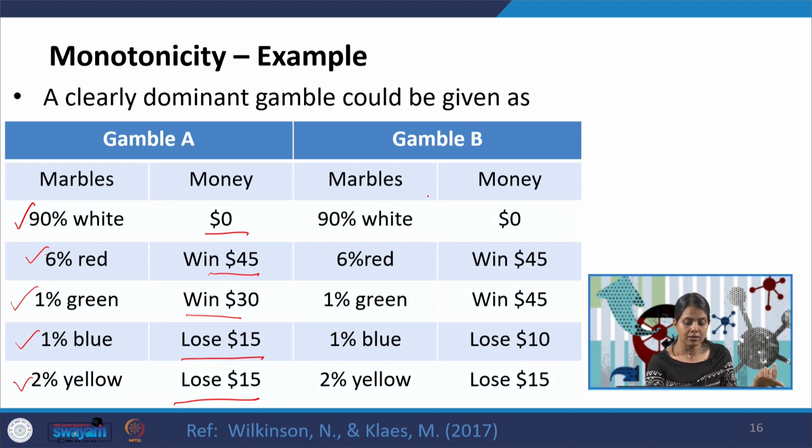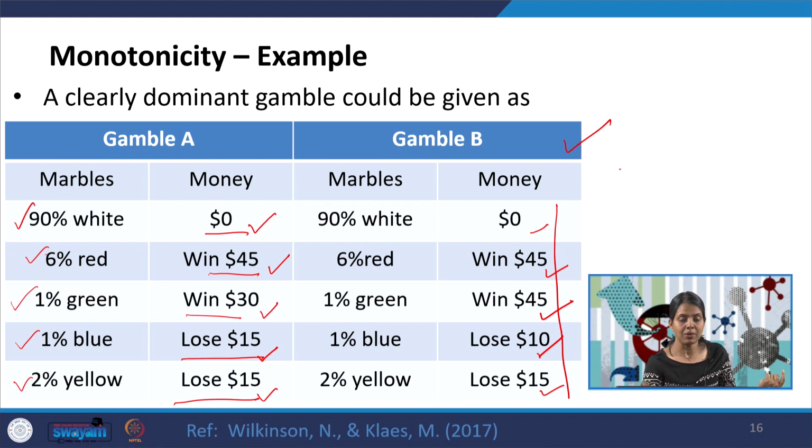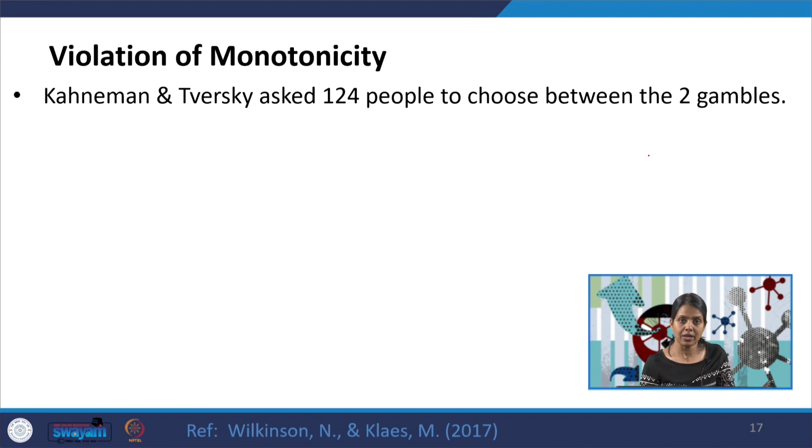Similarly, the percentage of balls is the same for gamble B, but the amounts of money are slightly different. Now, what you observe is that for white the amounts are the same, for red the amounts are the same, for green the amount is higher here by $15, for blue the losing amount is smaller here, and for yellow the losing amounts are the same. So, clearly gamble B would be preferred to gamble A. So, gamble A is strictly dominated by gamble B.